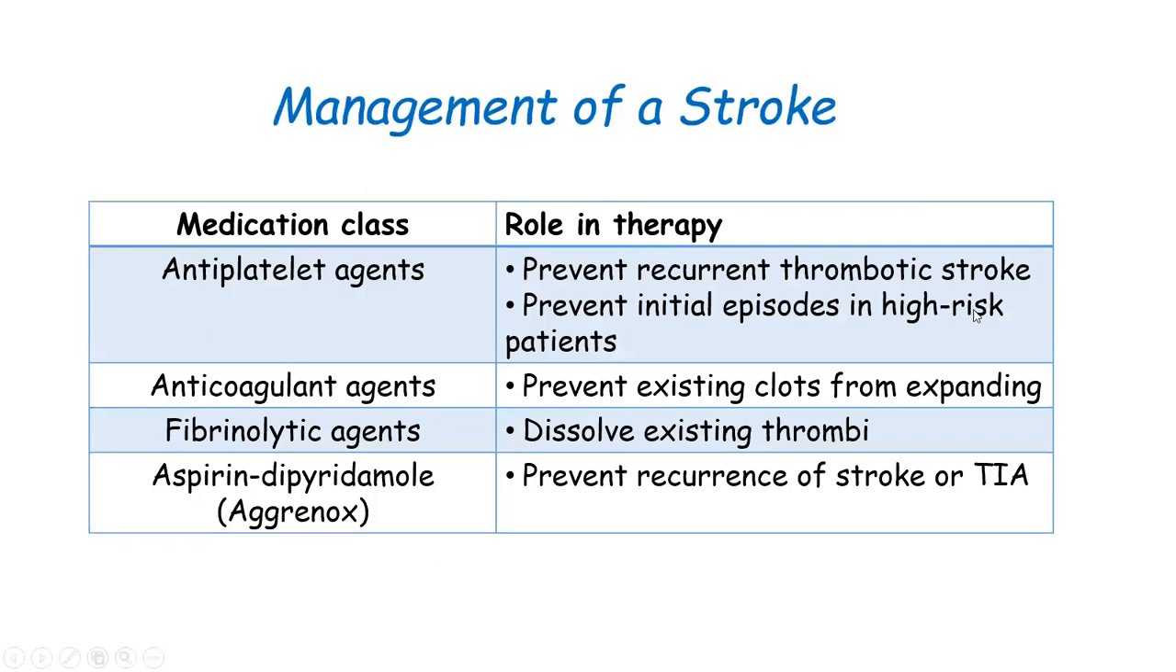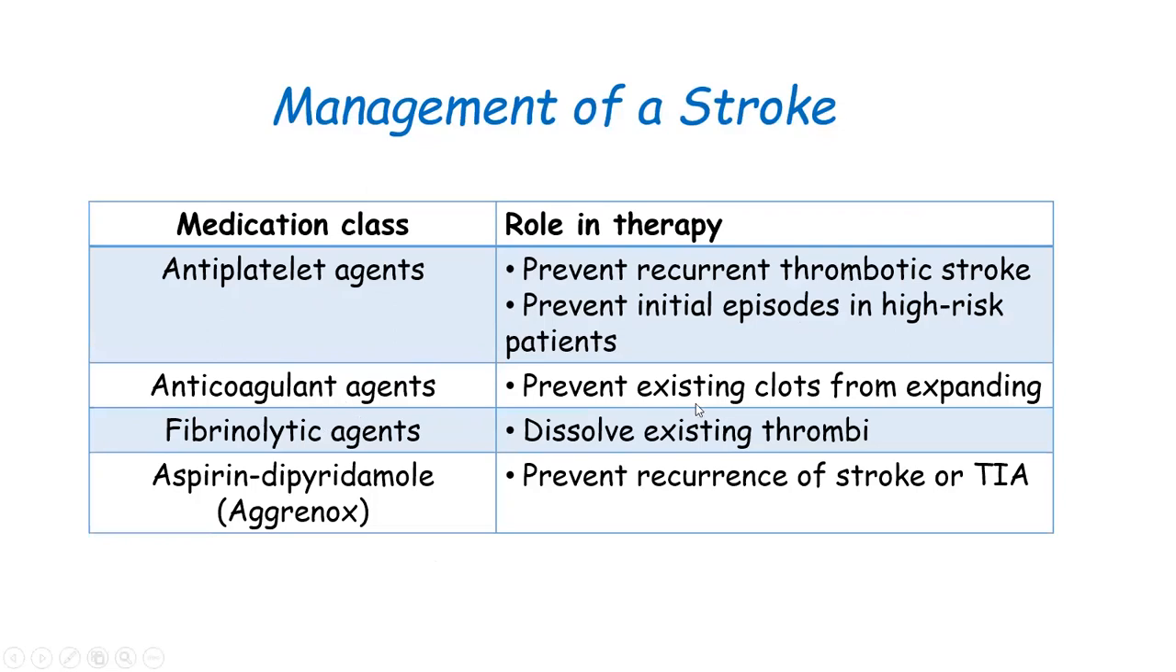How do you manage a stroke? First, it's the antiplatelet agents. Why is this? Because the platelets, that's where it starts. Those little platelets stick to the tiniest molecules, and then it's like a snowball rolling downhill. So by taking an antiplatelet, you prevent an initial episode in patients that are at high risk. Once somebody's had a stroke, they're going to take an antiplatelet because they're at higher risk for having another stroke.